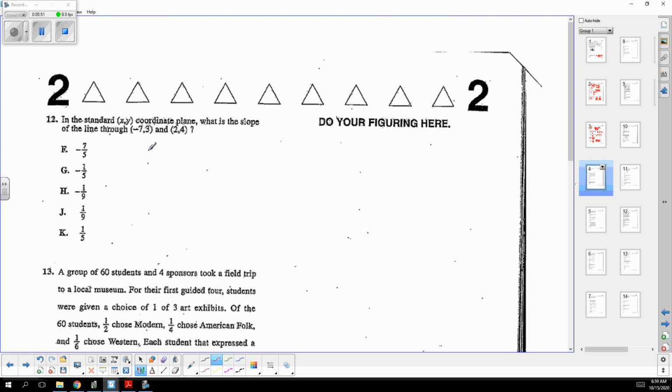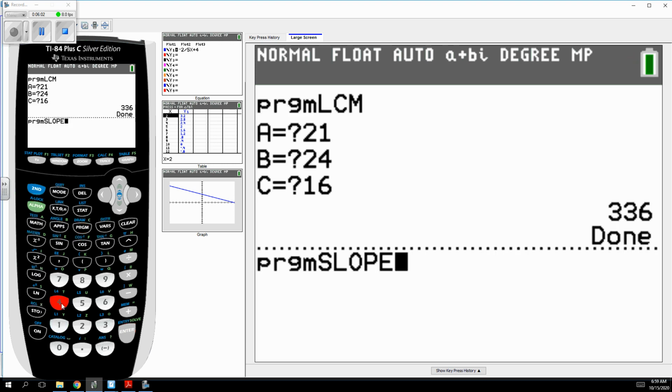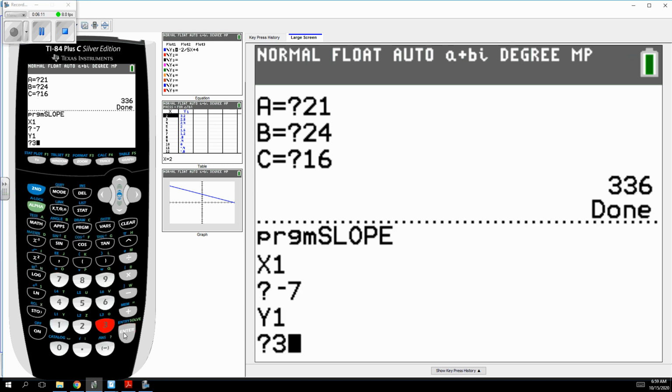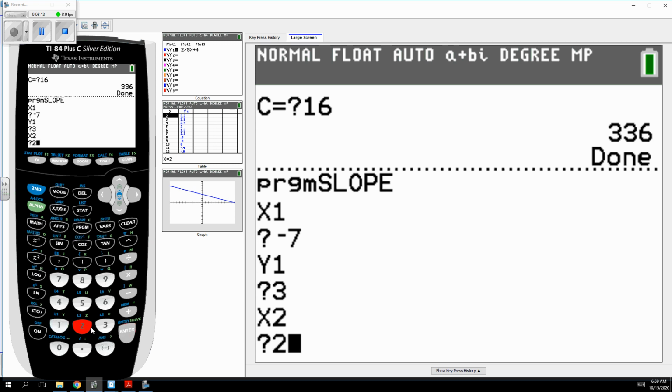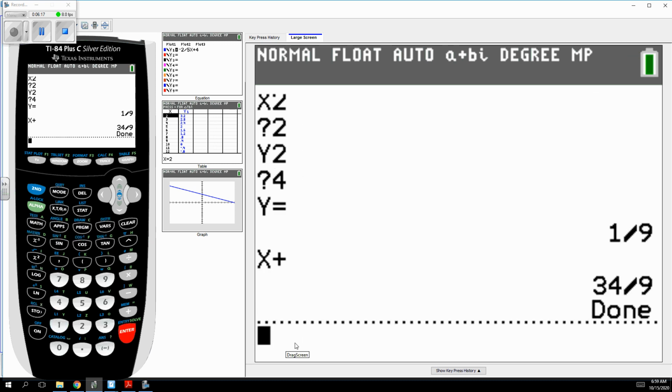All right, a slope, huh? Can everybody say yay? The slope formula and program slope, all you have to do is go to it and hit -7, 3, and 2, 4. You're programmed up to get a slope of 1/9. Answer J.